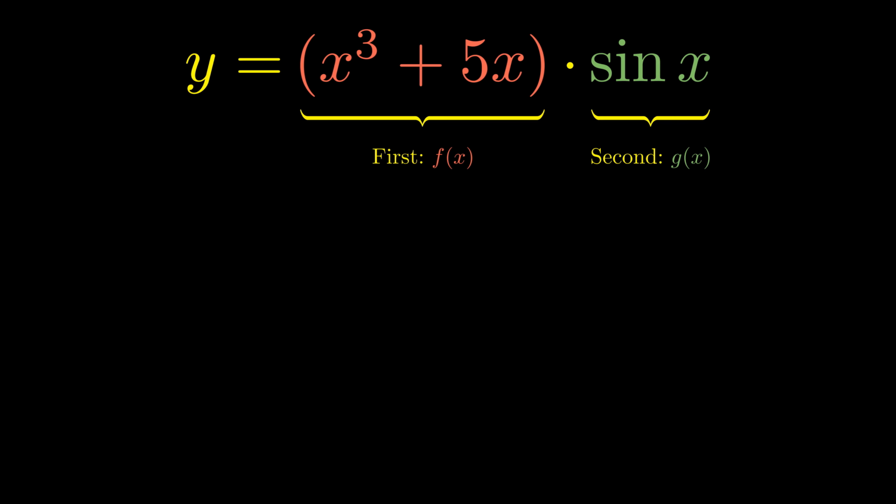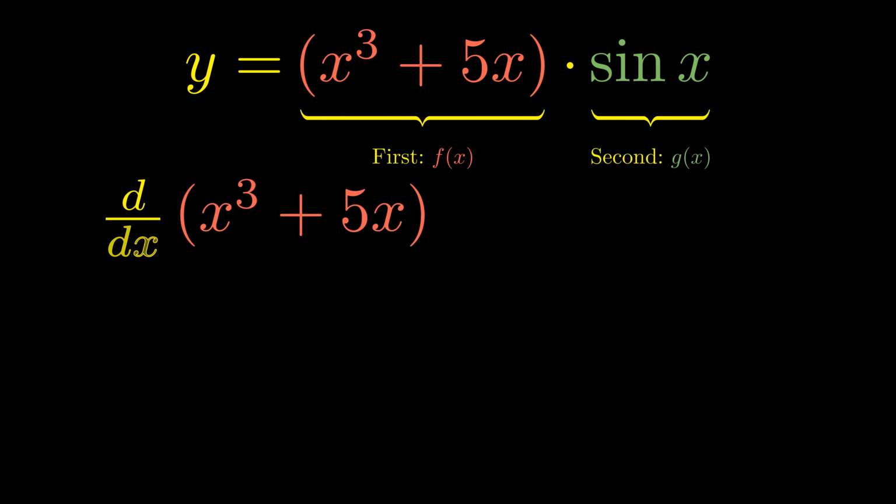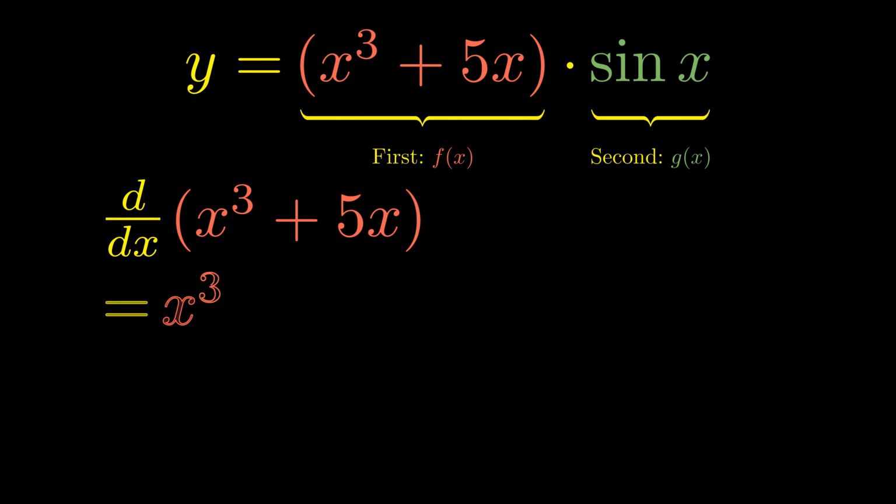Now instead of charging head first into the product rule, let's review the derivative of each of these elements. So first we have to take the derivative of this polynomial. We of course use the power rule to take the derivative of x cubed, so we're going to drag down that power of 3 and let it settle in the front of the x, and then subtract 1 from the old exponent to get the new exponent of 2.